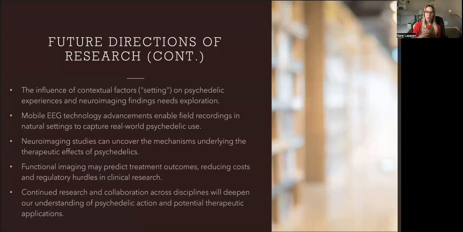Neuroimaging studies can uncover the mechanisms underlying the therapeutic effects of psychedelics. Functional imaging may predict treatment outcomes, reducing costs and regulatory hurdles in clinical research. So just some implications, potential applications here. And then continued research and collaboration across disciplines will deepen our understanding of psychedelic action and potential therapeutic applications. So again, just a door open for more research happening.